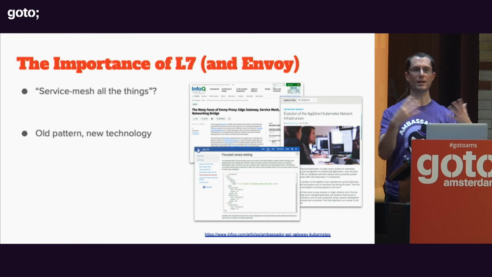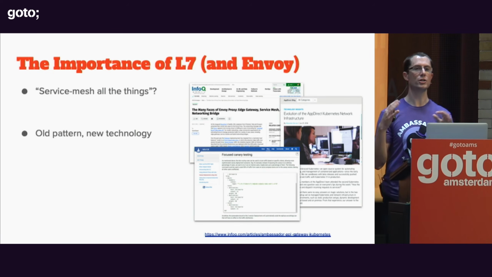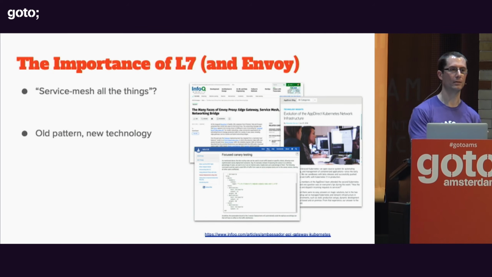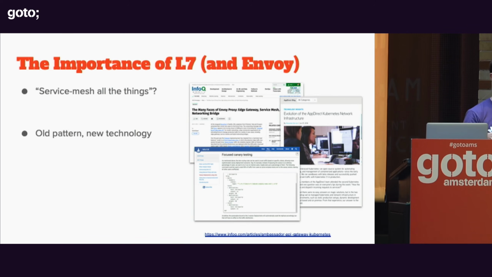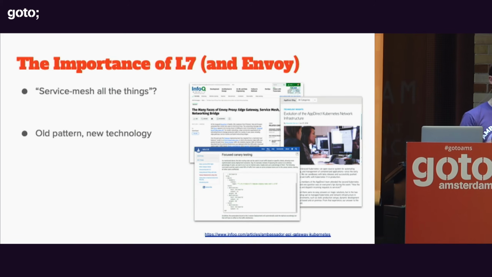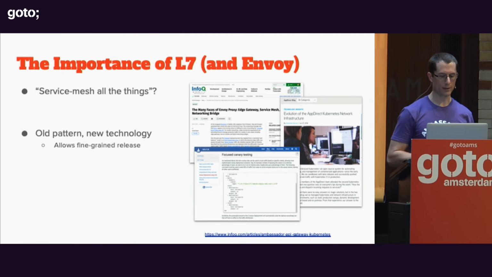So if you are looking at things like service meshes, just be aware that you need to think about loose coupling in all you do. The infrastructure should not contain business logic. Whenever you see yourself adding bits of business logic into your platform, that's generally a bad smell, a bad sign. It does allow fine-grained release, which is what I want to talk about here.